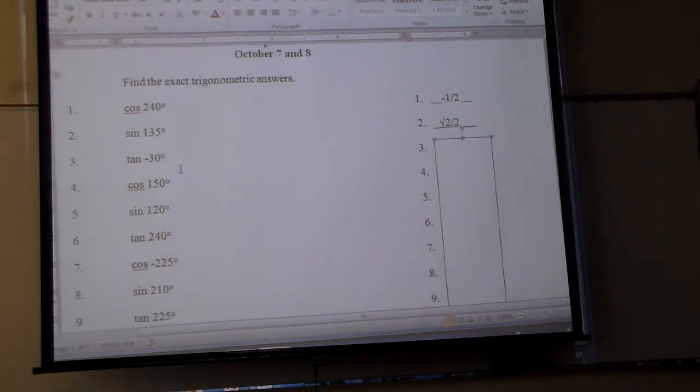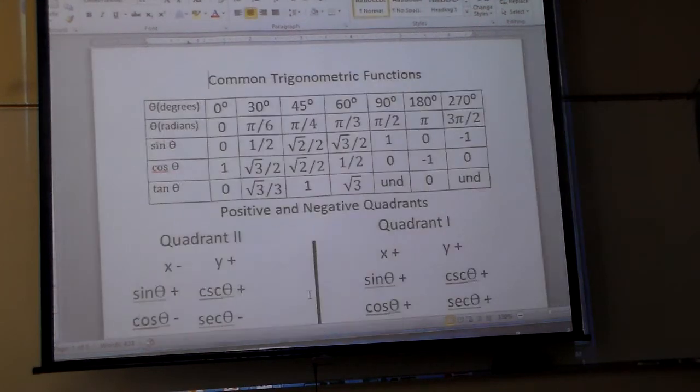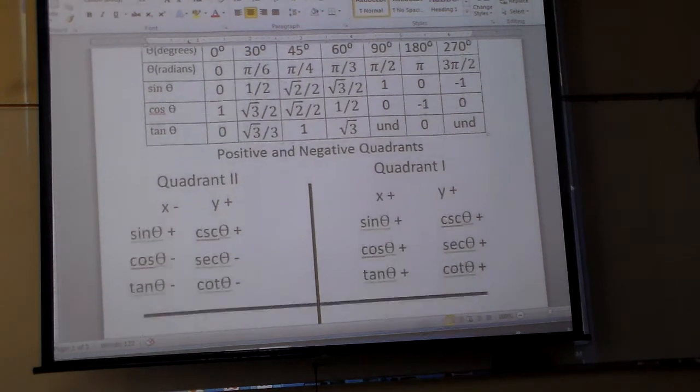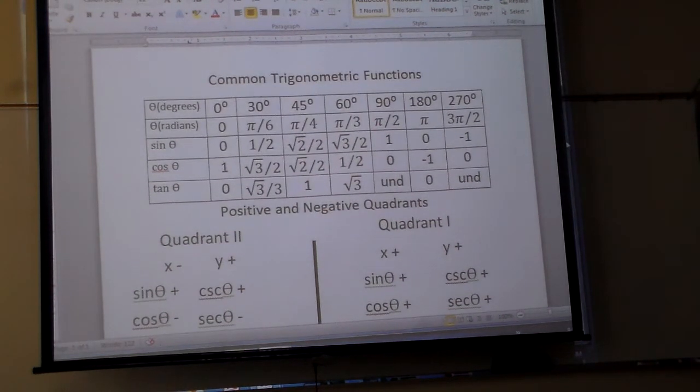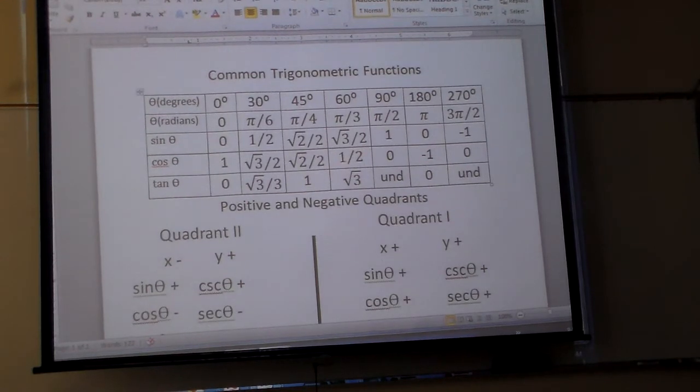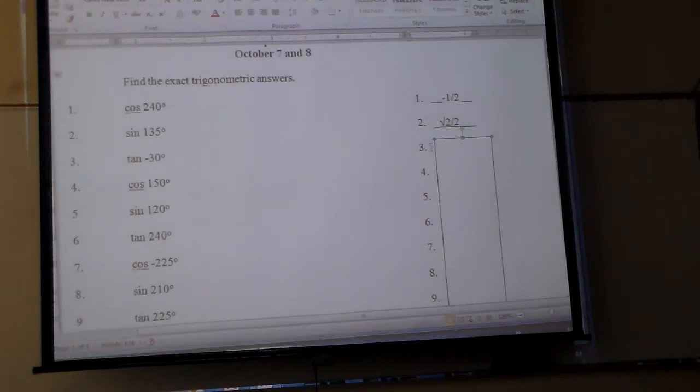So tangent. Now here we have negative 30. That's really easy, because it's just 30 degrees, since it's not larger than 90, or negative 90. So go back to my little chart. Tangent of 30 degrees is square root of 3 over 3. The question is now where is negative 30? It's not quadrant 1, but quadrant 4. And in quadrant 4, tangent is negative, because the y is negative. So my answer is negative square root of 3 over 3.